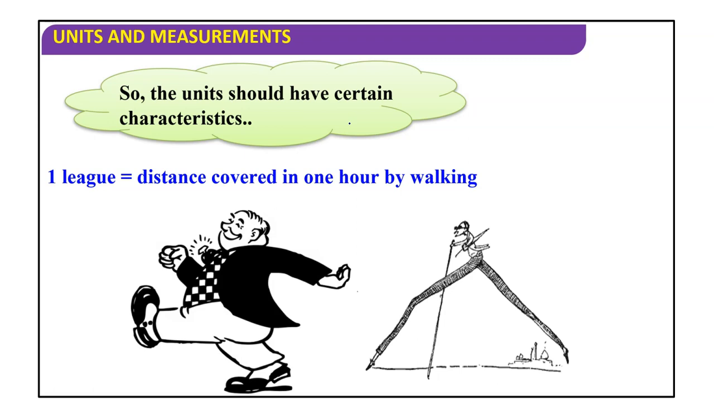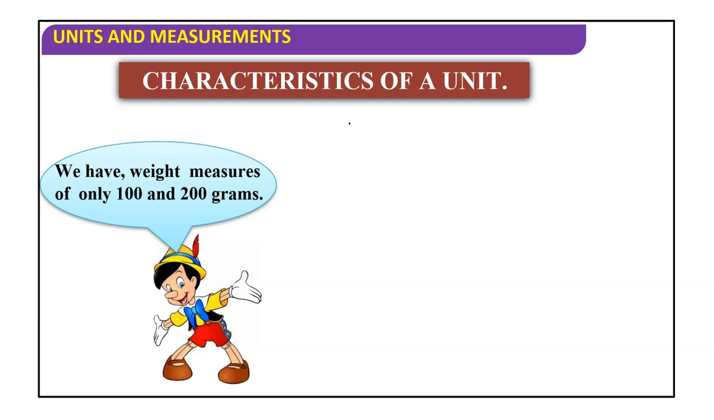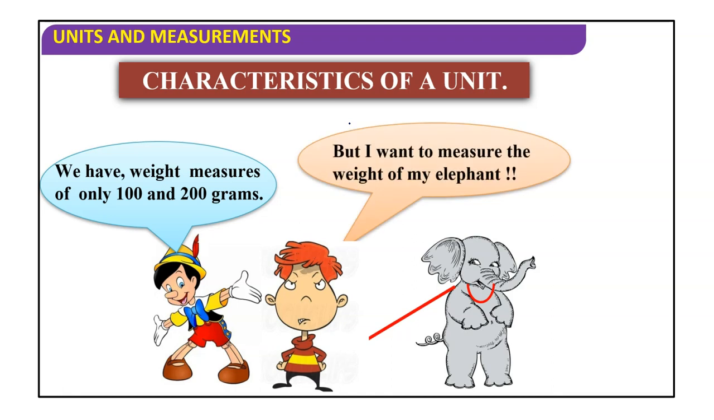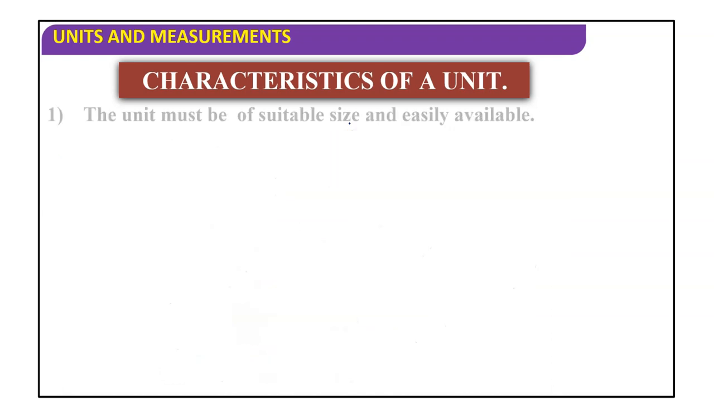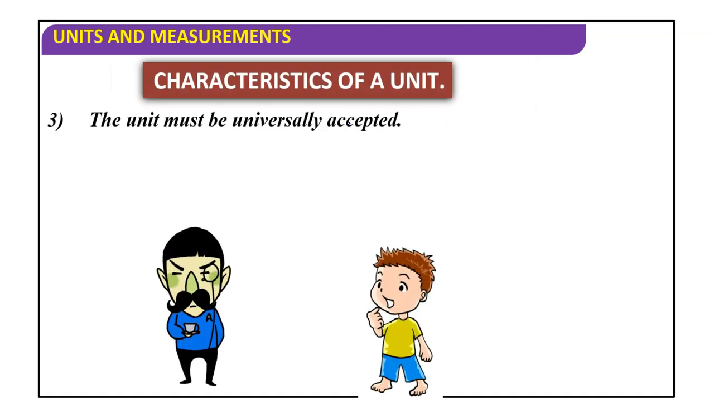So the unit should have certain characteristics. Characteristics of a unit: like we have weight measurements of 100 and 200 grams, but I want to measure the weight of my elephant. So what is the suitable size? A unit should be easily available and reproducible at any place as required. The unit must be universally accepted. It should not be that for me it will be different and for another person something different. So it must be universally accepted.